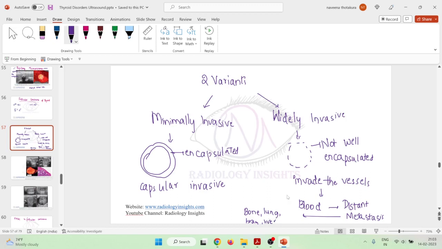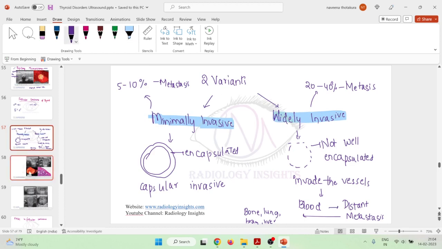This widely invasive follicular carcinoma will metastasize in 20 to 40% of cases. It will show metastasis to distant organs. Whereas in the minimally invasive type of follicular carcinoma, only 5 to 10% of cases will undergo metastasis. So we have two variants: minimally invasive follicular carcinoma of thyroid, and widely invasive follicular carcinoma of thyroid.